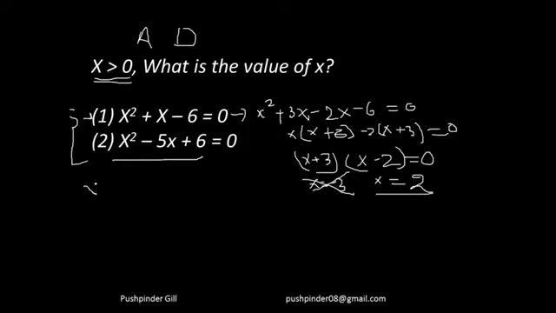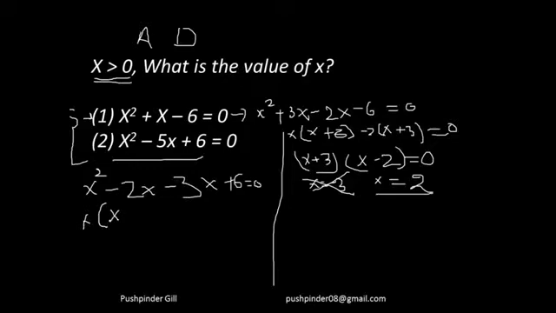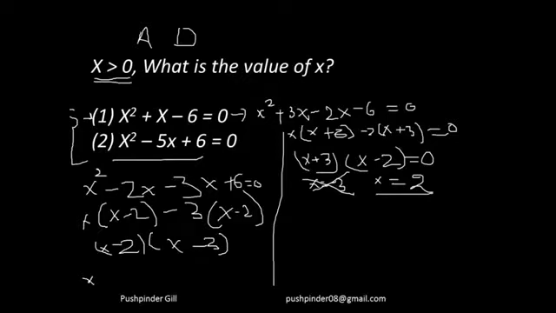Now over here, if I try to split the middle term again, x square minus 2x minus 3x plus 6 is equal to 0. Mind my handwriting, guys. So x into x minus 2 minus 3, if I take common, again x minus 2. Then my two factors are x minus 2 and x minus 3. That means x is equal to 2 or x is equal to 3. Now, is this sufficient, guys? No, it's not, because it's giving me two answers. This will hold true for two values of x. So statement 1 is sufficient and statement 2 is not sufficient. That means my answer is A.